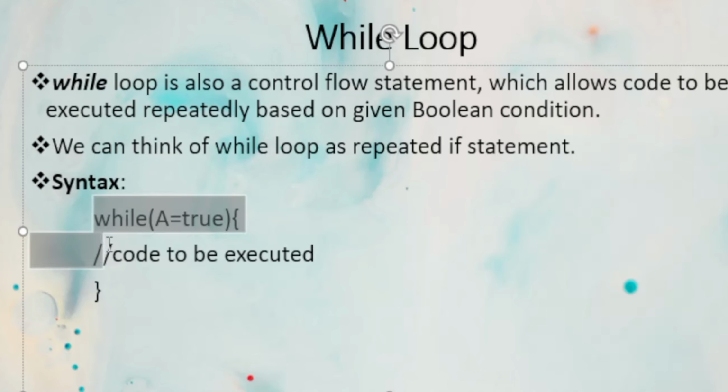Here's the syntax of while loop. Here in the header we write the condition, and we write the code which we want to execute here, and this loop runs till this condition becomes false. As long as this condition is true, the loop will run iteratively. So that's how while loop works. We'll also implement this in our Visual Studio Code later in this video. So now let's move forward and talk about do while loop.